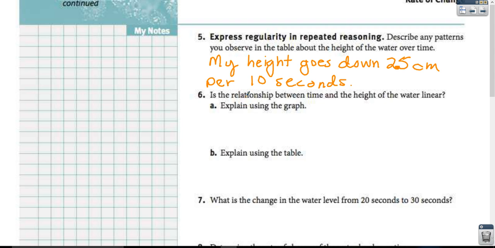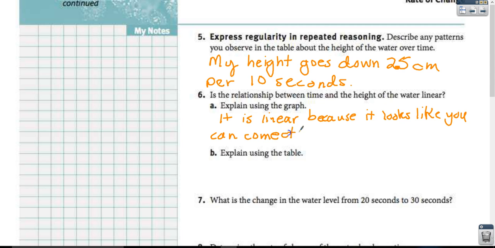Is this relationship between time and height of the water linear? Okay, it is linear. If we look at the graph, it is linear because it looks like you could connect the dots to make a line. So that's literally what it means. You don't need to overthink that. It's linear because it looks like you can connect the dots.